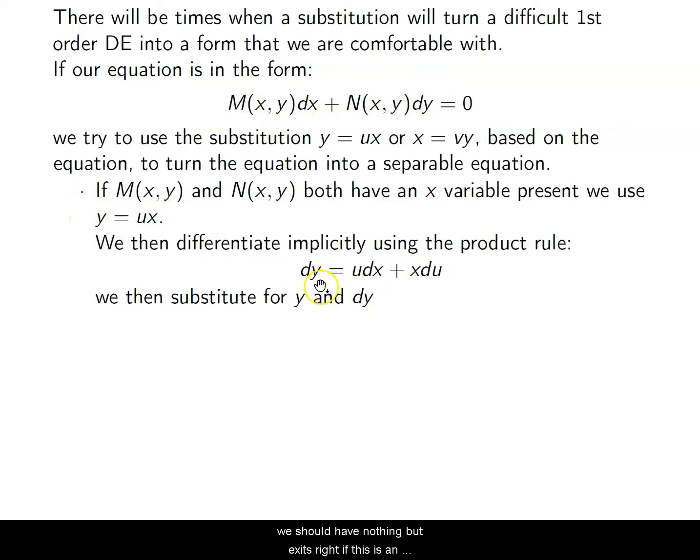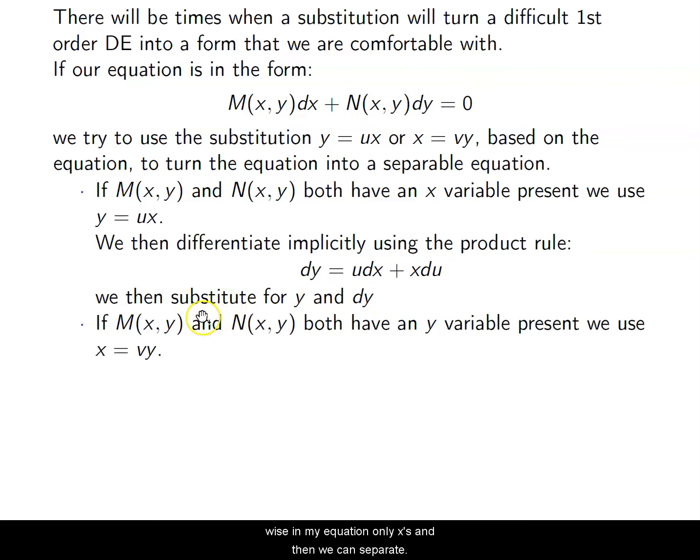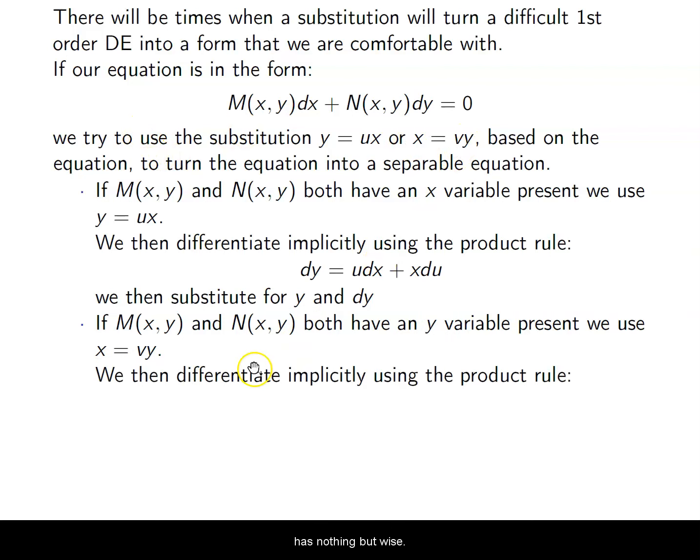And then we should have nothing but x's, right? If this is an equation, all my y's will now turn to something with x. My dy now has nothing but x's in it. There will be no more y's in my equation, only x's. And then we can separate my equation out, right? Now, if both of these have y's present, then we'll use this substitution instead, so that my equation has nothing but y's in it, right?